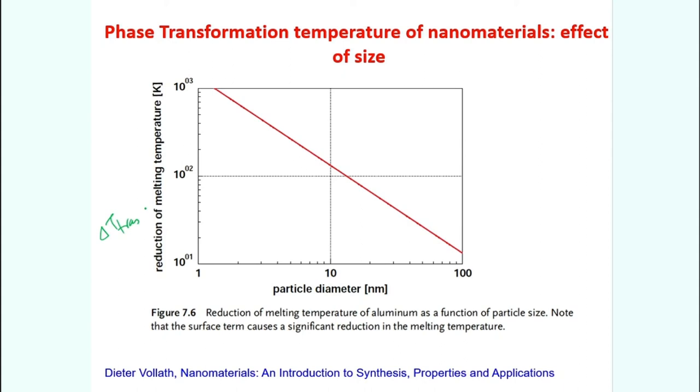That's massive. So for about, say, 10 nanometers, this is about a couple of hundreds, correct? And if you go to 2 nanometers, it becomes very large, close to even 800. Oh, that's unbelievably low for aluminum, okay? That means aluminum has to be 660 degrees Celsius.